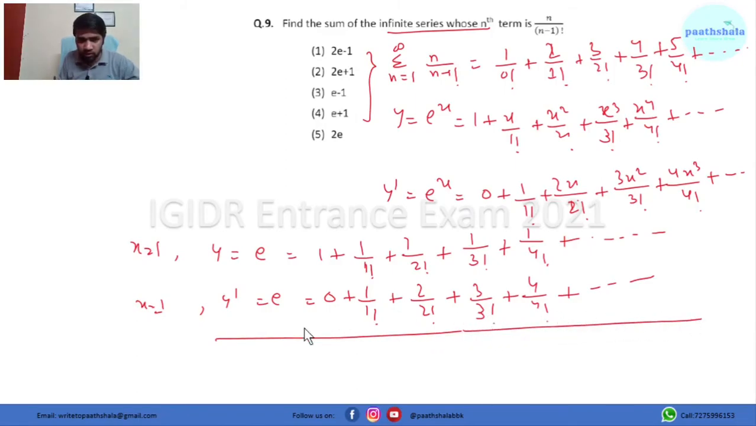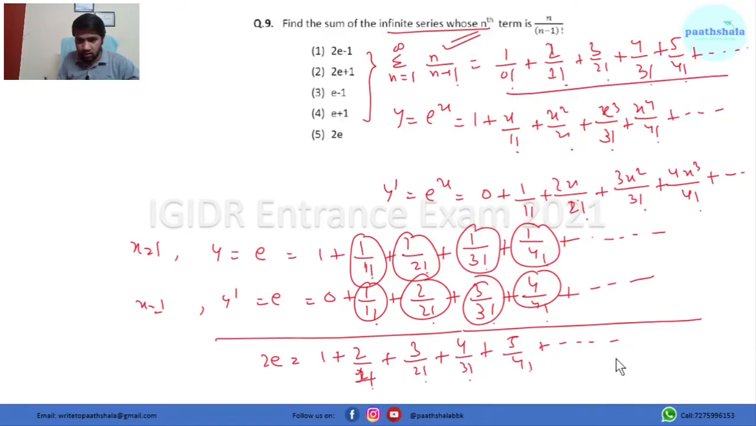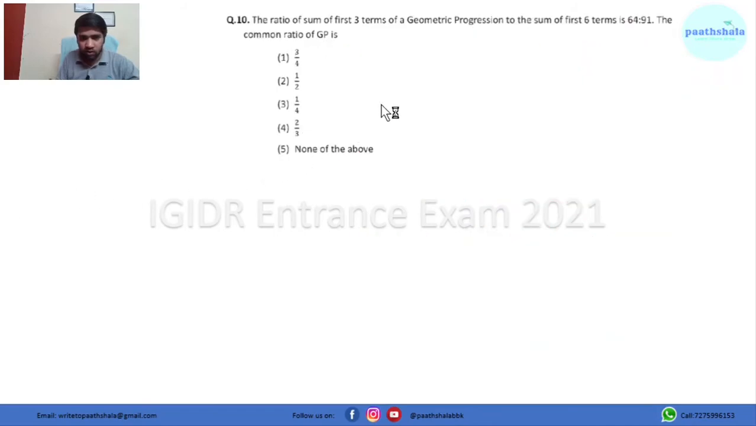Why am I adding? Because in order to get this expression. On the left hand side you will get 2e, and on the right side you will get 1. Then 1 upon factorial 1 and 1 upon factorial 1 will come out to be 2 upon factorial 1, plus this and this will give you 3 upon factorial 2. Similarly, this and this will give you 4 upon factorial 3, and this and this will give you 5 upon factorial 4. So you can see that this expression and the given expression are the same. So the answer is option 5, that is 2. Now let's move to the next question.